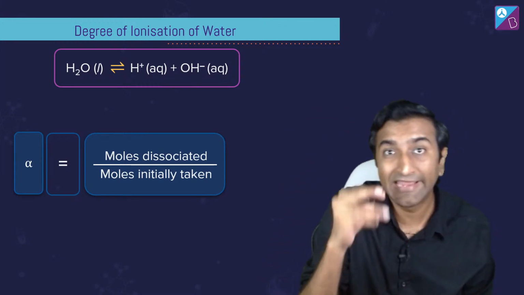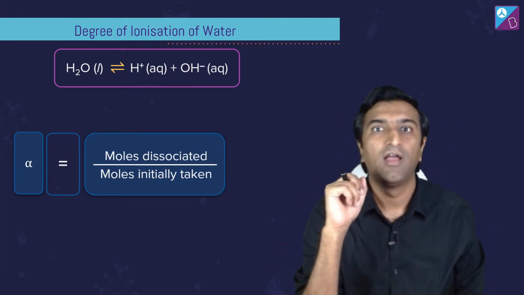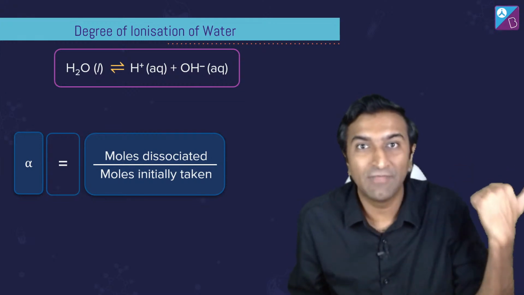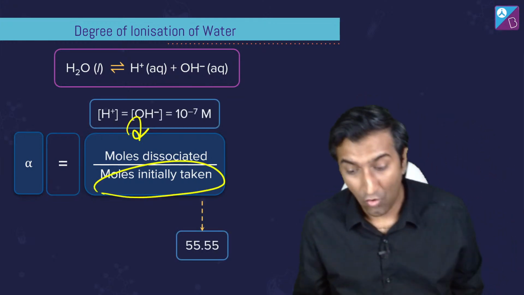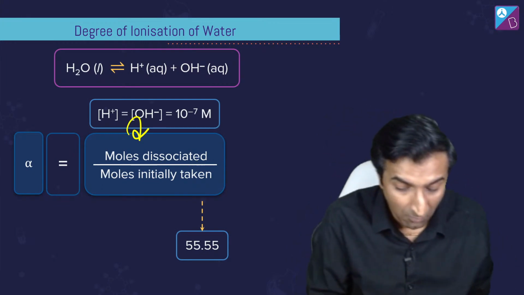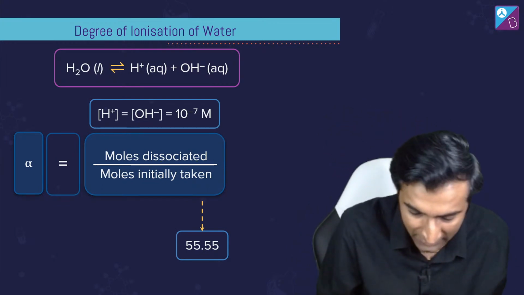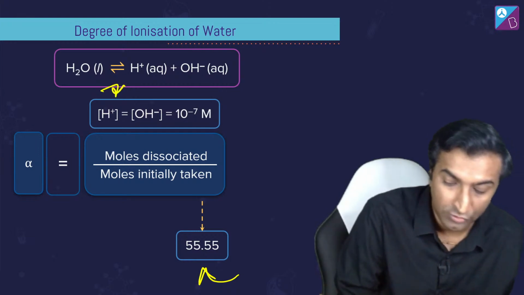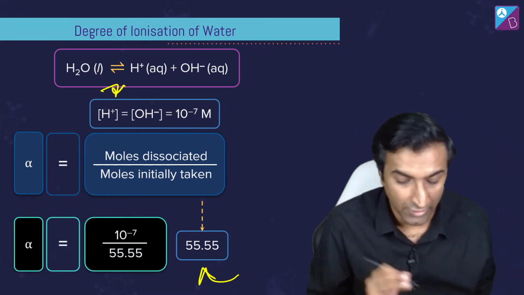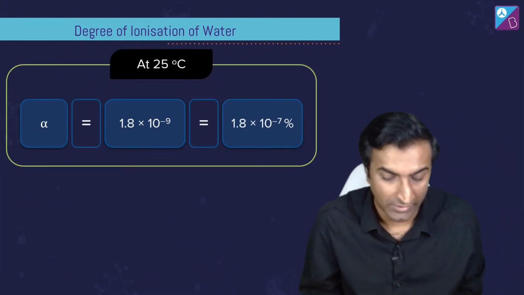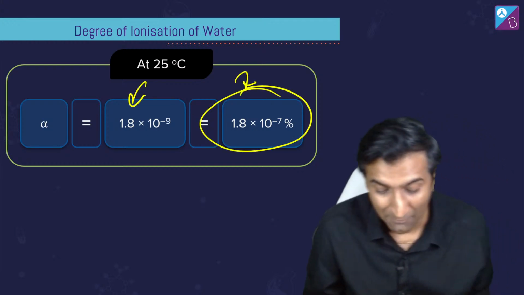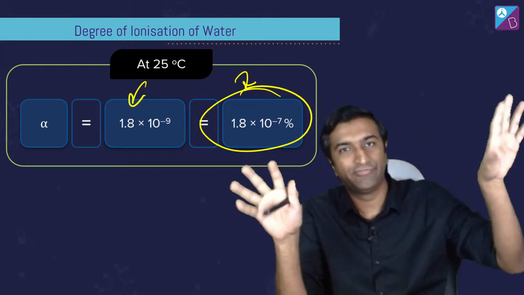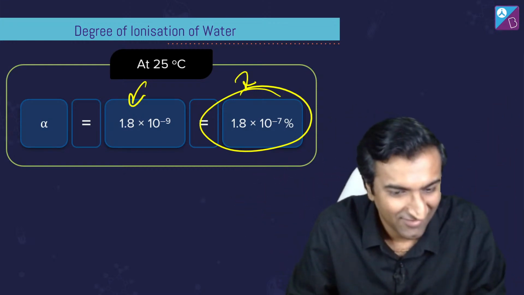With this value, I can calculate alpha क्या होगा? Degree of dissociation from the last session, right? Moles dissociated by moles initially taken. Oh, moles initially taken तो है भाई 55.55 and mole dissociated 10 power minus 7. इन दोनों को डिवाइड करो, मिल गया अल्फा. बहुत ही छोटा नंबर. 1.10 power minus 9% में हो गया 1.10 power minus 7. मतलब है ही नहीं, बहुत छोटा है, right?